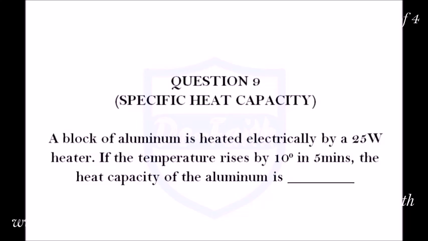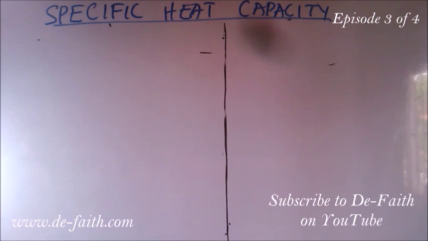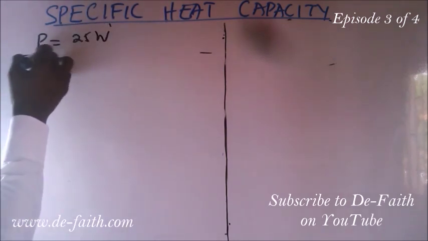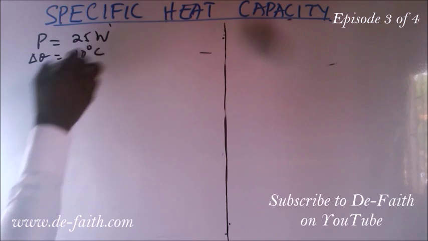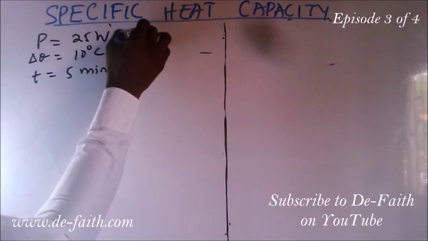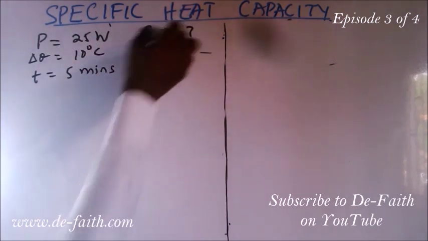A block of aluminium is heated electrically by a 25-watt heater. If the temperature rises by 10 degrees Celsius in 5 minutes, the heat capacity of aluminium is dash. Here we have a block of aluminium which is heated electrically by a 25-watt heater. So we have power is 25 watts. If the temperature rises, that's the change in temperature equal to 10 degrees Celsius, and for 5 minutes, the heat capacity, now we are looking for heat capacity, take note, not specific heat capacity, of aluminium is what?